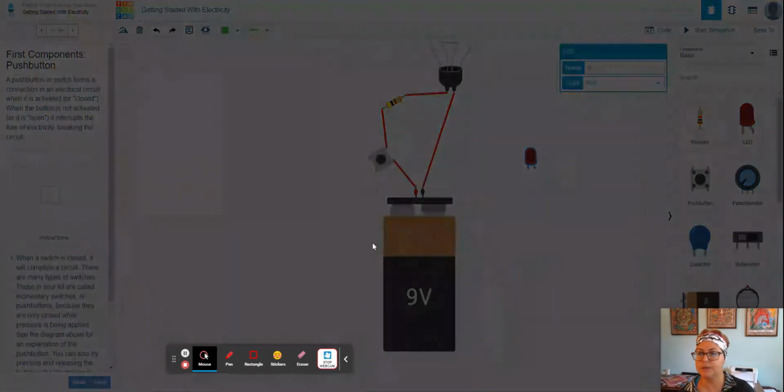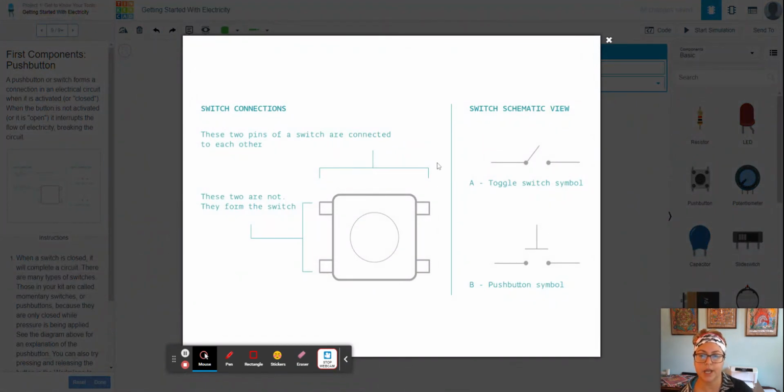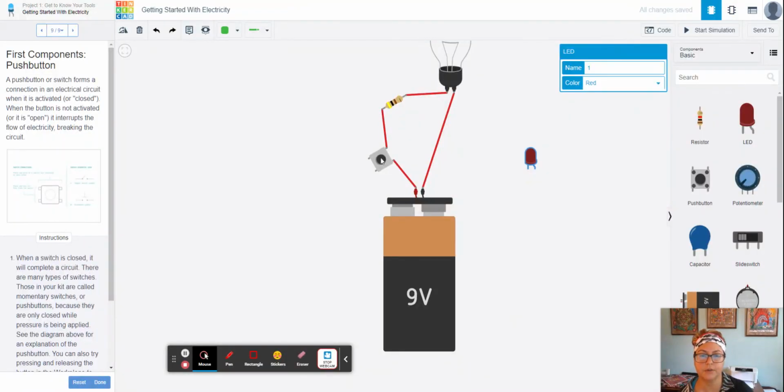All right, so push buttons, okay? This is just showing you here that there are 2 pins of a switch that are connected to each other. Here's the switch. This is what it looks like when it's open. This is what it looks like when it's closed. All right, it's kind of a schematic view. That's the button right here that we press.